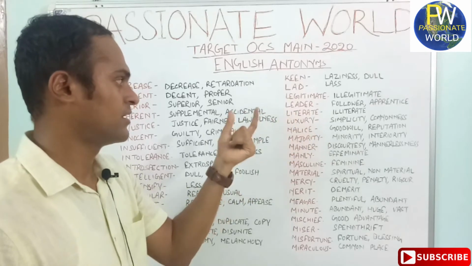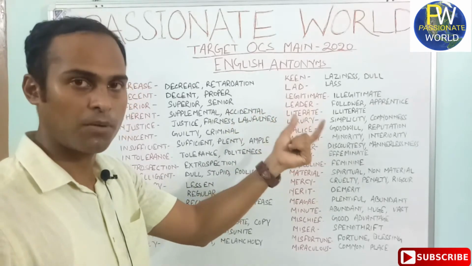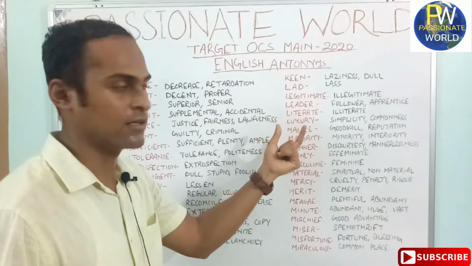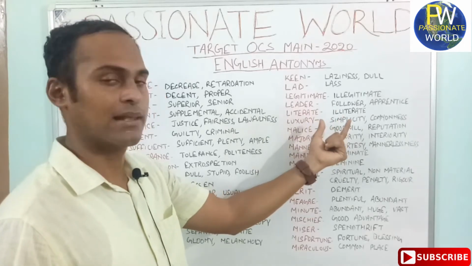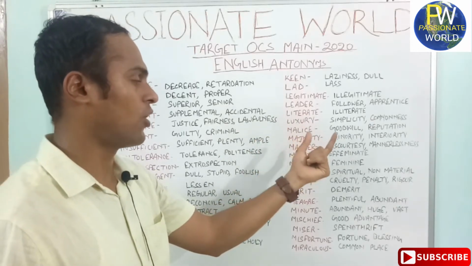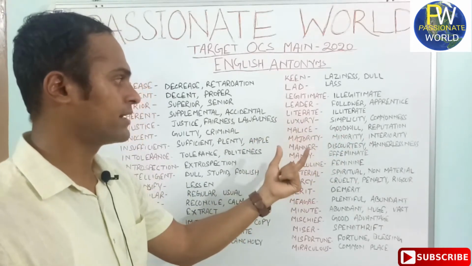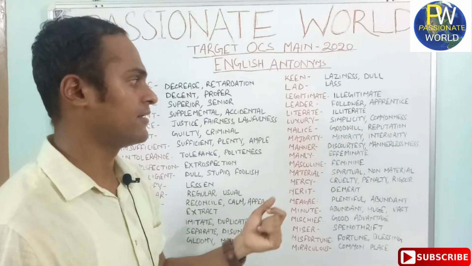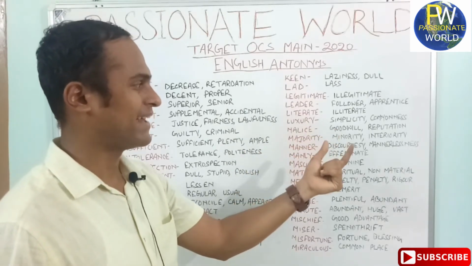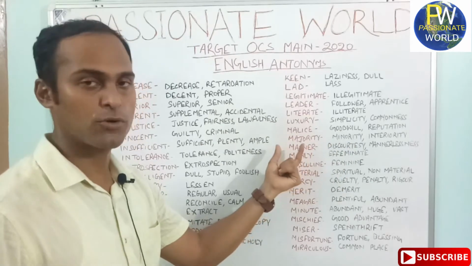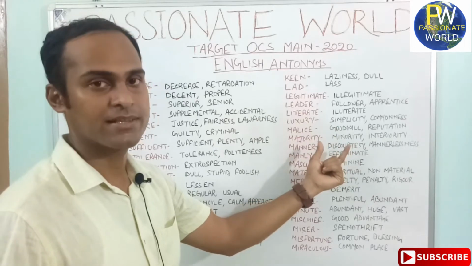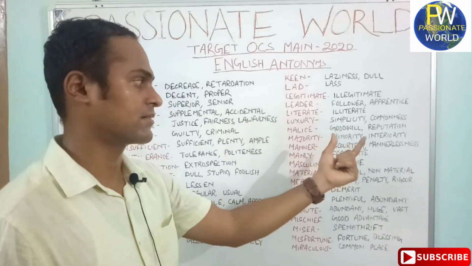Literate, illiterate. Luxury, simplicity or commonness. Some say he is living a life of luxury. So you can write he is living a life of simplicity or commonness. Malice, goodwill or reputation. Majority, minority or inferiority. Manner, discourtesy or mannerlessness. Means somebody is having good manners. We say he is having good manners, or we can say that he has shown discourtesy or mannerlessness.